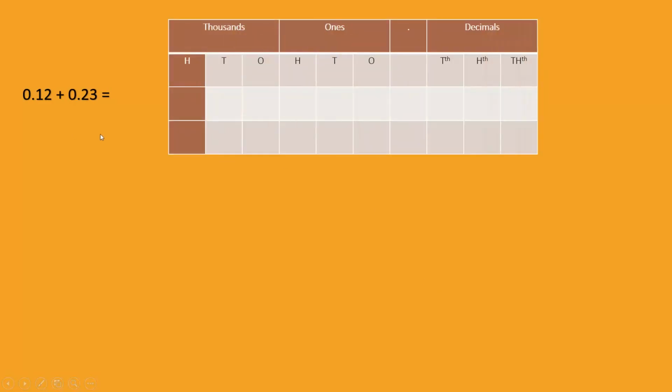0.12 plus 0.23. If we need to use the decimal chart, okay, we will write 0.12 plus 0.23 and start the addition. 2 plus 3 is 5, 1 plus 2 is 3, and the decimal point, and put 0.